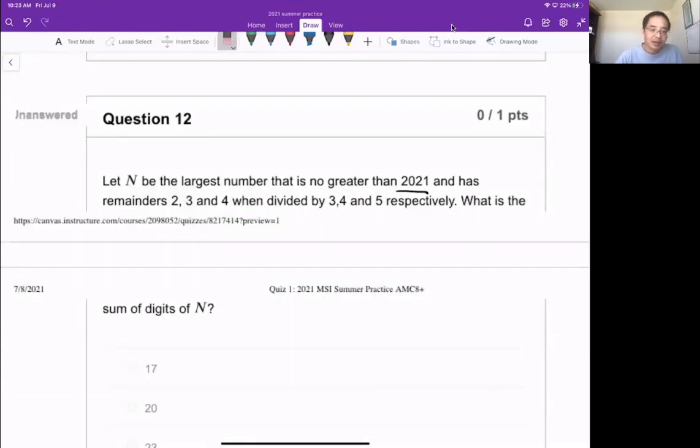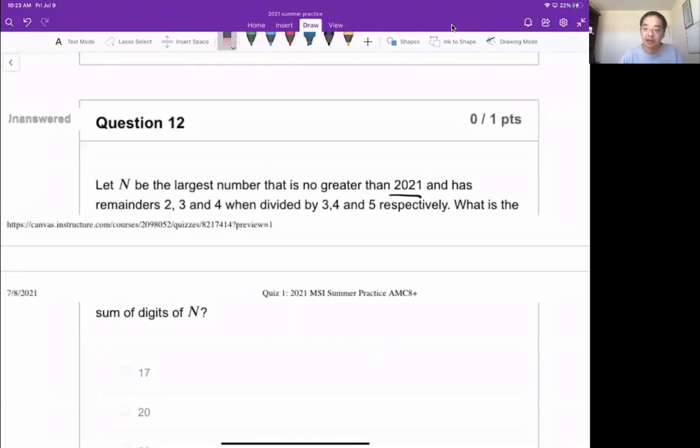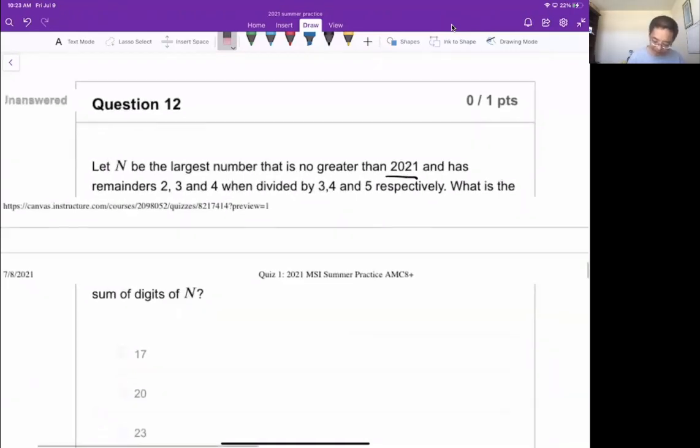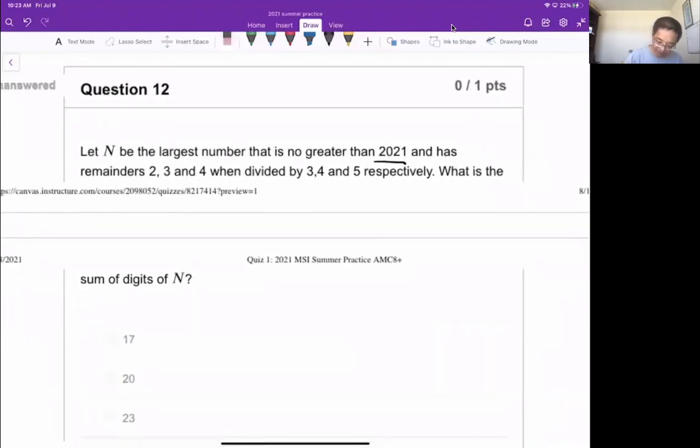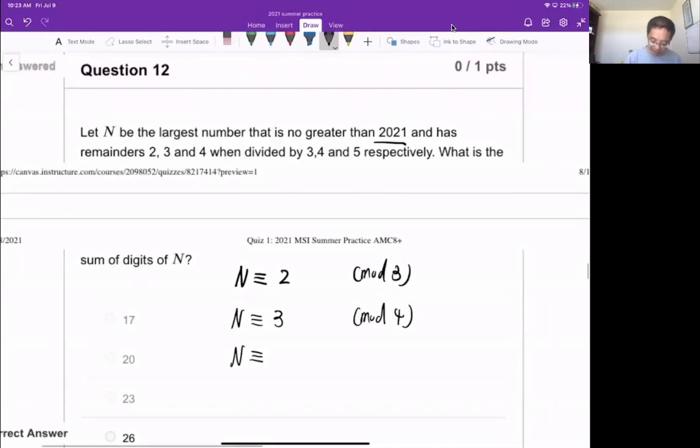Question number 12. Let n be the largest number that is no greater than 2021 and has remainders 2, 3, 4 when divided by 3, 4, 5 respectively. What is the sum of digits of n? Okay, so here we know that n, when divided by 3, the remainder is 2, right? This is the notation to denote that. When divided by 4, the remainder is 3. And when divided by 5, the remainder is 4.